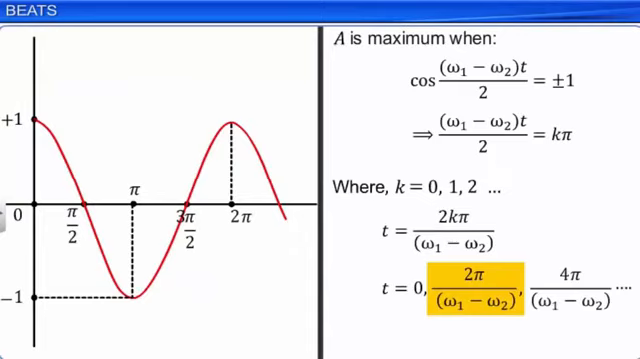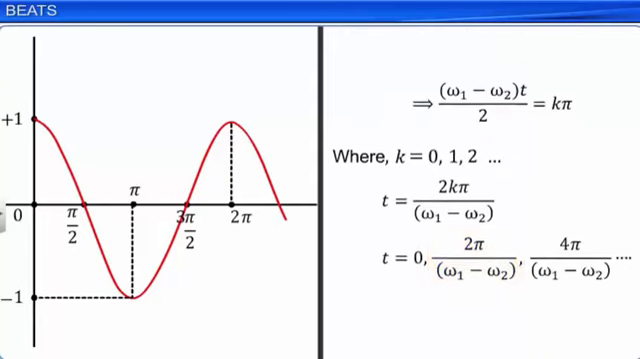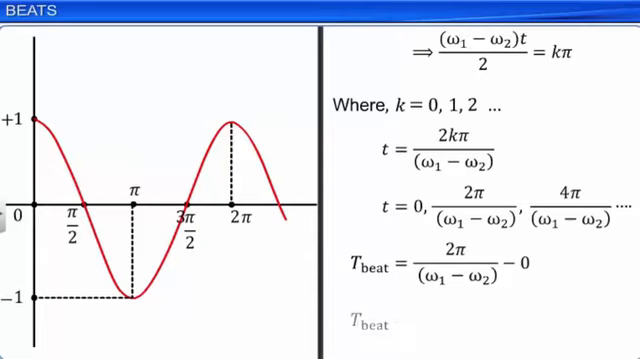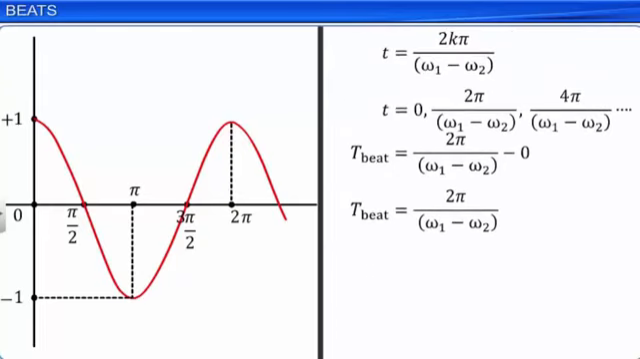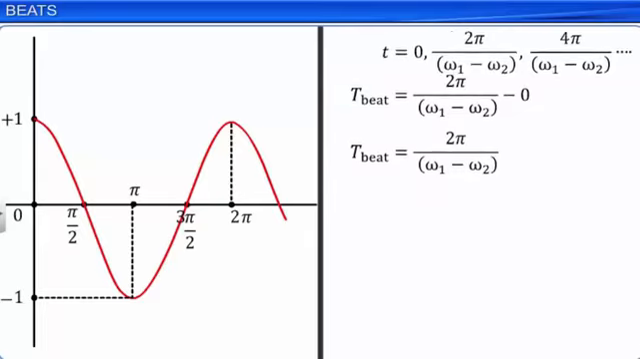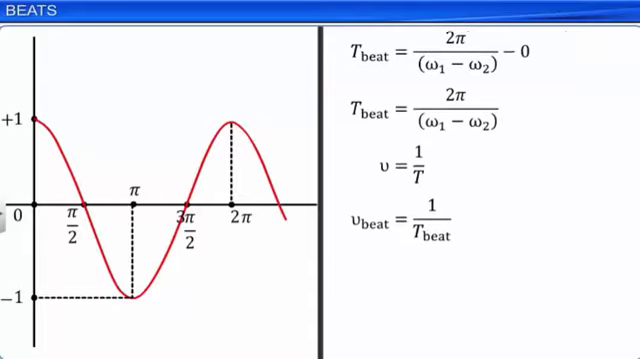The time interval between any two consecutive maximum values of amplitude gives the beat period, t beat, of the resultant wave. Therefore, t beat is equal to 2 pi by (omega 1 minus omega 2). We know that frequency is equal to 1 by time period. Therefore, beat frequency, nu beat, is equal to 1 by t beat. By substituting the value of t beat in the above equation, we get nu beat is equal to (omega 1 minus omega 2) by 2 pi. Let this be equation 4.